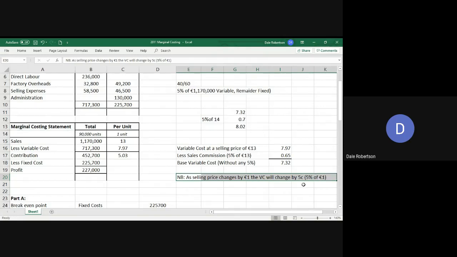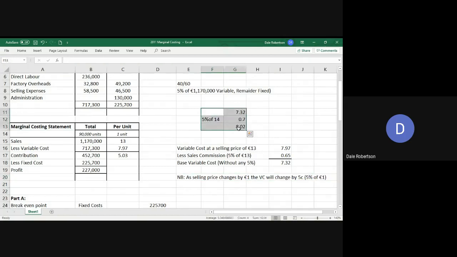It's also safe to say down here that as the selling price changes by 1 euro, the variable cost will change by 5 cent each time. That is 5% of 1 euro. So if this was to go down to 12, then that will push that variable cost down to 7.92. It'll go up and down depending on that.